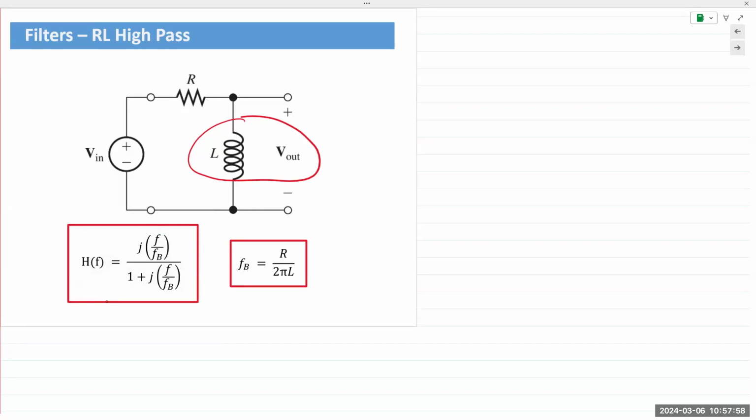So again, a matrix of 4 filters, low pass and high pass filters built out of RC and RL, but it's actually just 2 circuits. It's exactly the same circuit for a low pass as well as a high pass. The only difference is where you take the output. If you take the output across a capacitor, it's a low pass filter. If you take the output across a resistor, it is a high pass filter. The transfer functions and the equations remain the same.